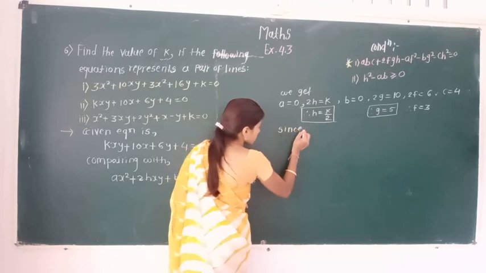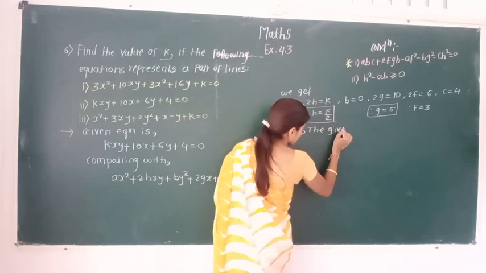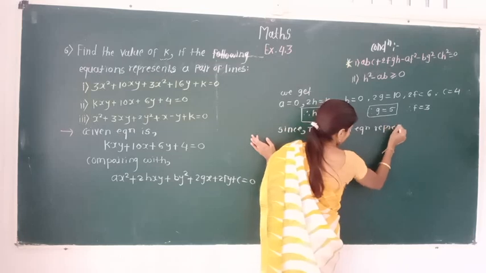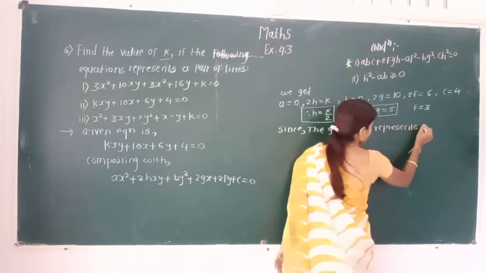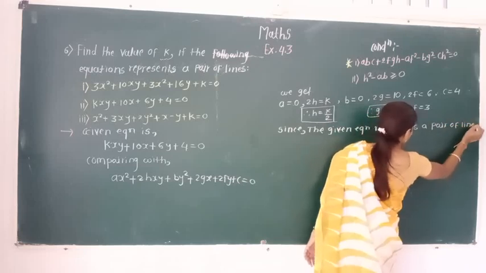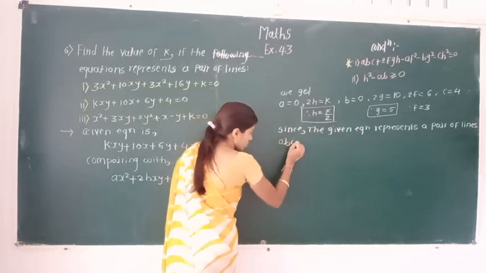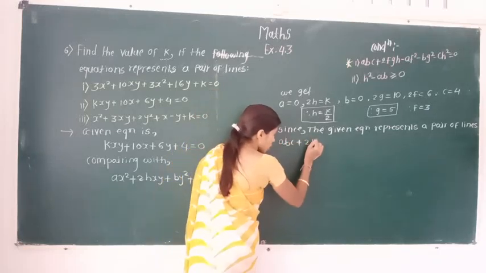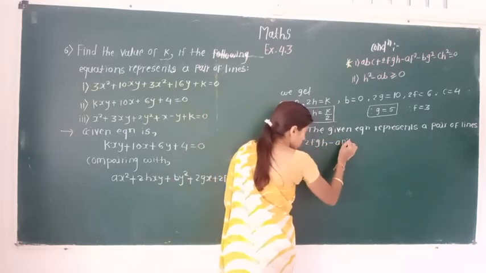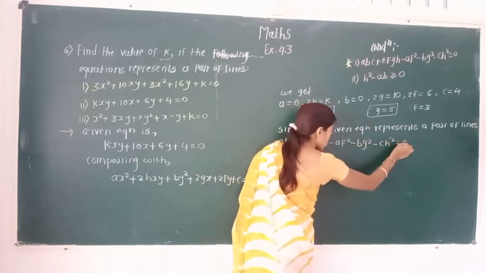Now first of all, write down the given information. Since the given equation represents a pair of lines, we take the condition abc plus 2fgh minus af square minus bg square minus ch square is equal to 0.